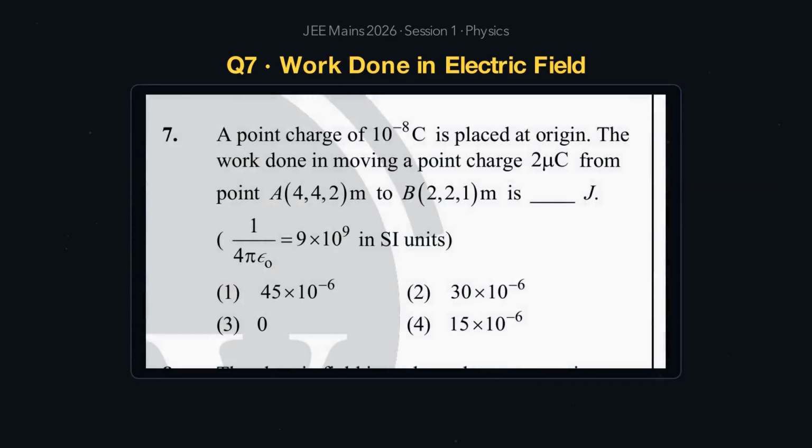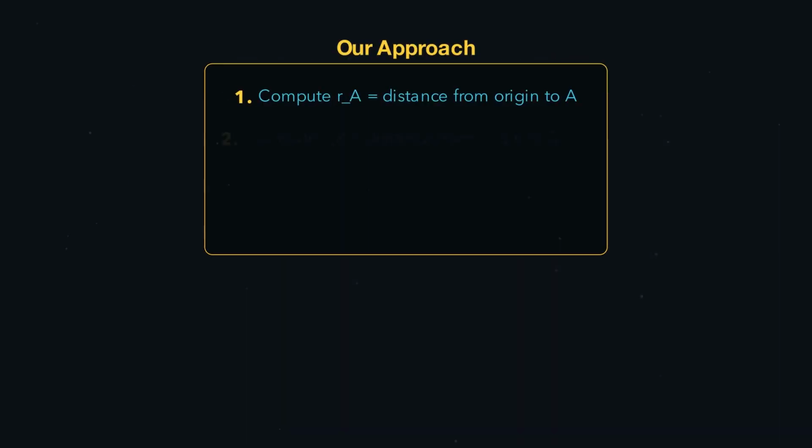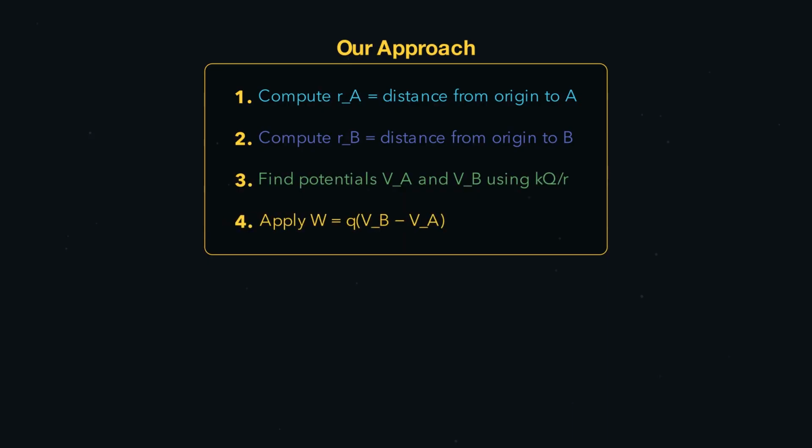Here's a question that trips up most students. We've got a tiny charge sitting quietly at the origin, and we need to move another charge between 2 points in 3-dimensional space. Here's our approach. First, we'll find the distance from the source charge to each of the 2 points, using the 3-dimensional Pythagorean theorem. Then, we'll compute the electric potential at each point.